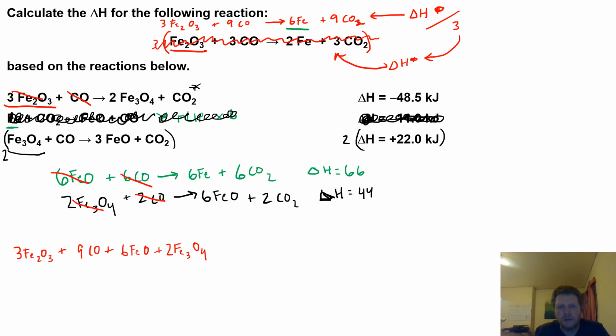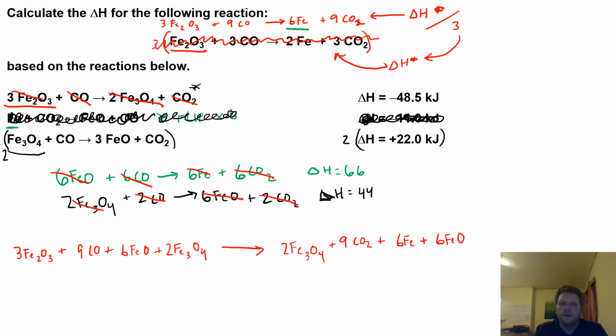I'm going to cross those out. Those are going to combine to produce 2 Fe3O4, looking at my first reaction, done. For CO2, there's 1 CO2, but there's a grand total of 9 CO2s, plus 6 Fe, plus 6 FeO. Now before I continue, I'm going to underline and highlight.